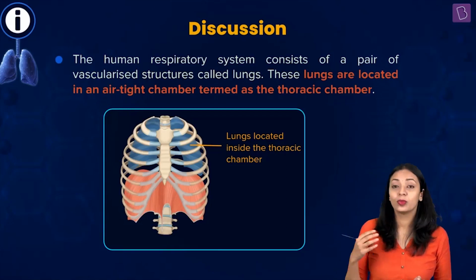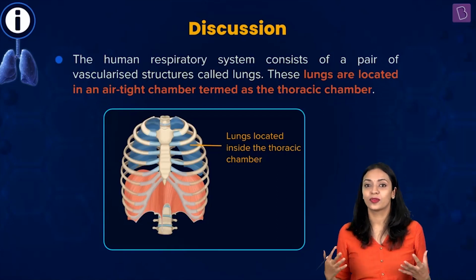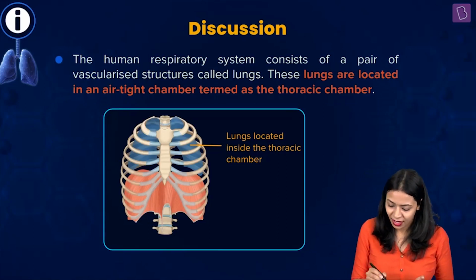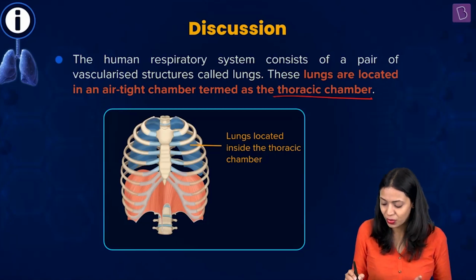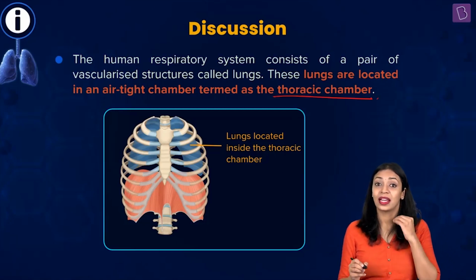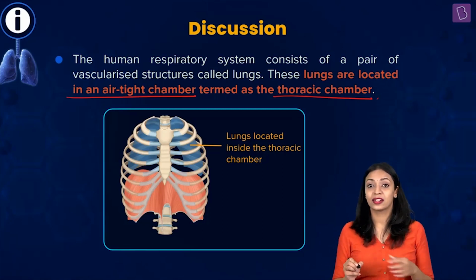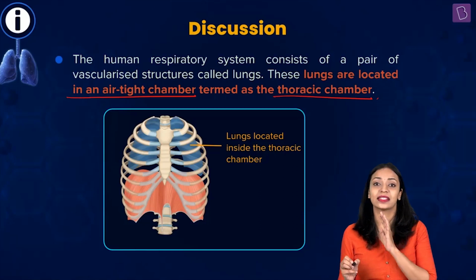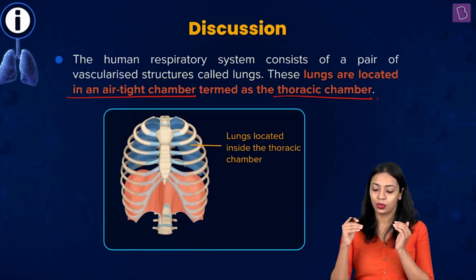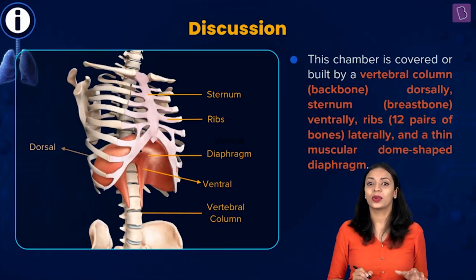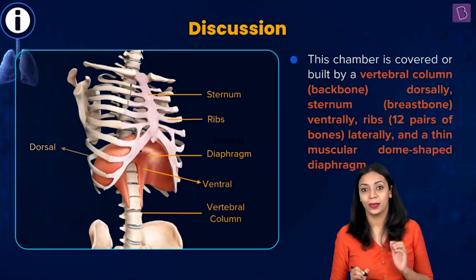Okay, so the human respiratory system consists of lungs, and lungs are located in our thoracic cavity, right? So they are located in the thoracic chamber, and the thoracic chamber is an anatomically airtight chamber. In the first statement, it was given that it is an open chamber that is filled with air. That is an incorrect statement. So the thoracic chamber is an airtight chamber. So let us now try to understand what makes the thoracic chamber airtight.